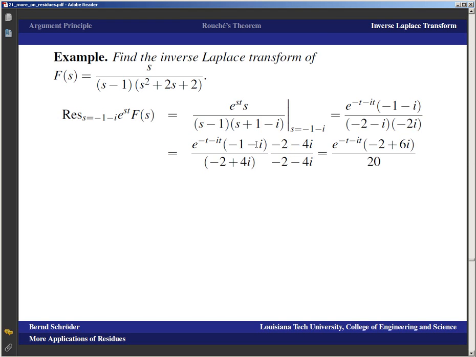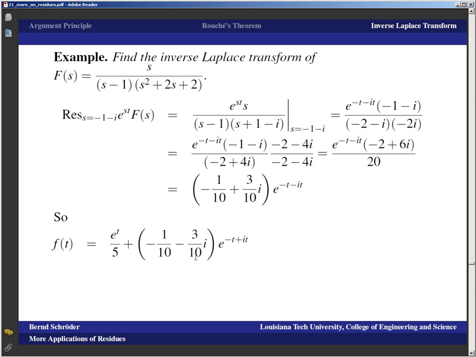and we have negative 2 times negative i is 2i, negative 4i times negative 1 is 4i, so that adds up to 6i, and that's what we've got there. And again, that's negative 1/10 plus 3/10 i, e to the t minus it. And now that means that f of t is e to the t over 5 plus the residue on the first plus the residue on the second. And, well, this is the kind of thing where I think double E's, electrical engineers, often just use the function just like that because they're very comfortable using complex numbers in their circuit analysis.